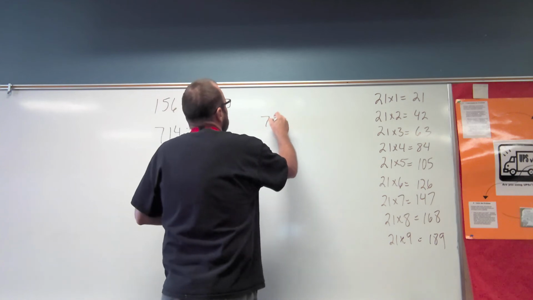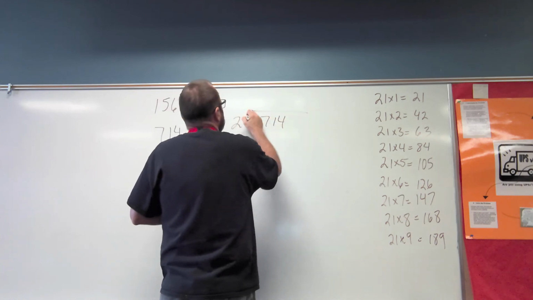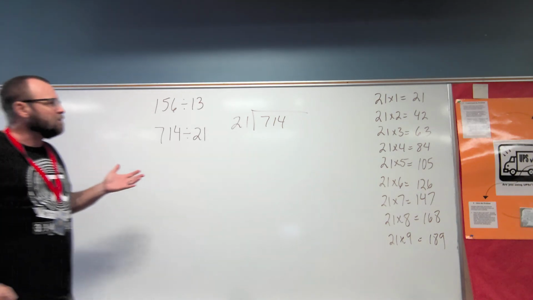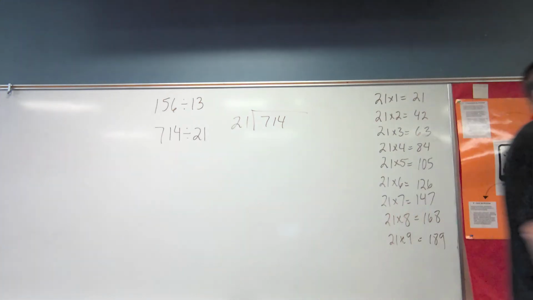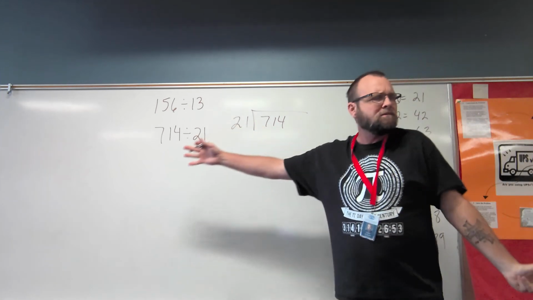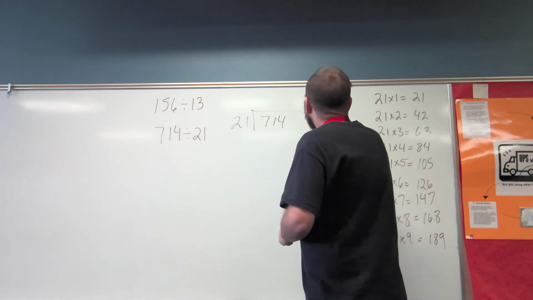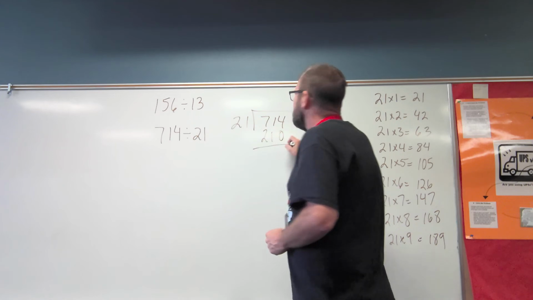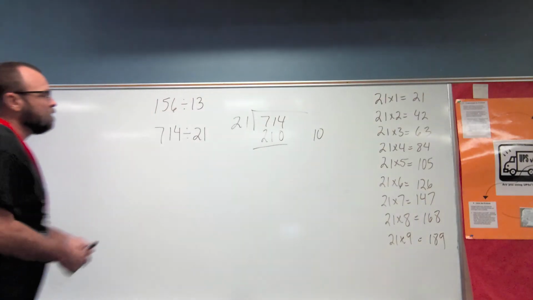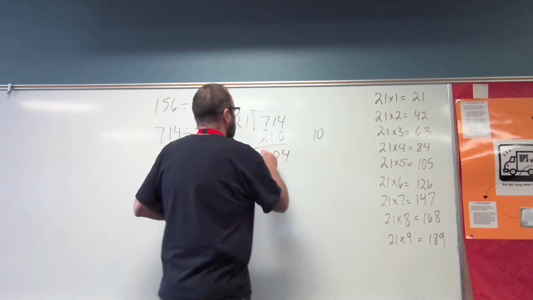So I have 714 divided by 21, same problem. And I don't want to do the whole one step at a time thing. That takes too long. But what is 21 times 10? 210. So if I do 21 times 10, I get 210. And I then subtract that. I subtract 210 from 714, and then I get 504.